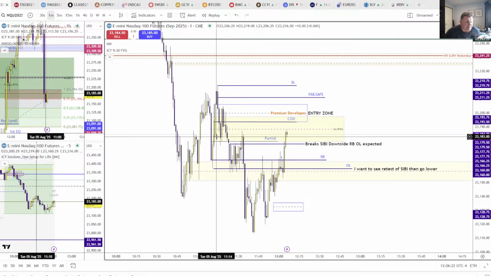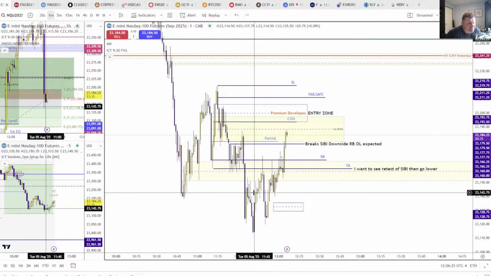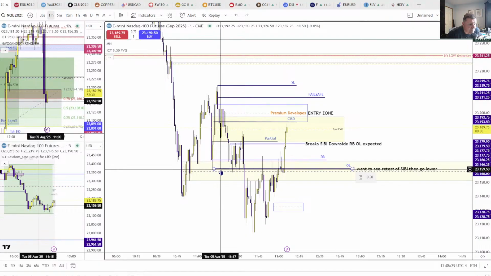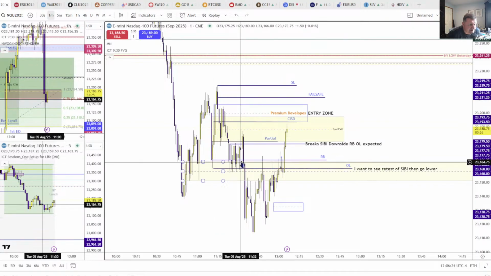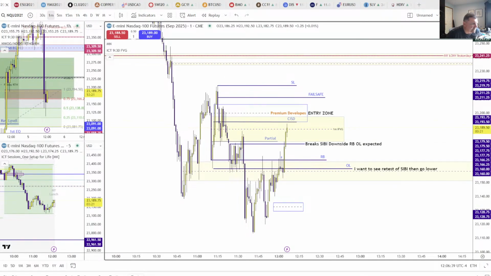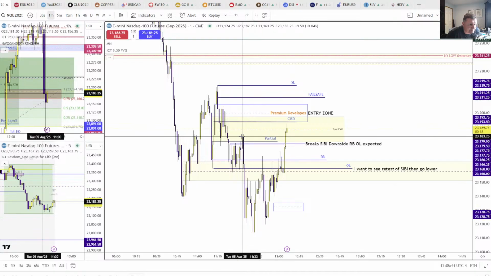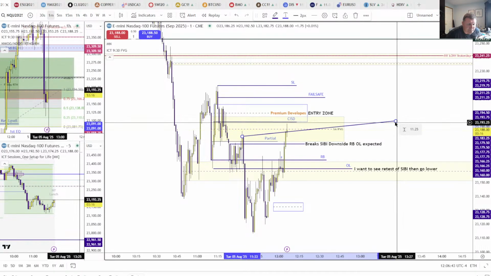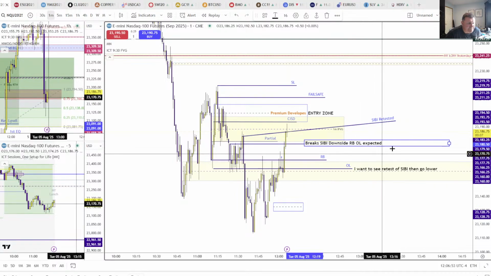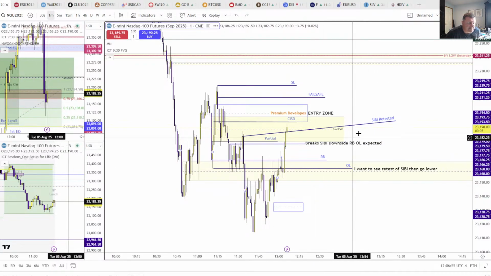Okay. So you see that level, you say, I want to see, once this low is taken, you pay yourself. Now you want to see a retest of the SIBI. And then in here, you see SIBI retested, right? So that's what you say, I want to see SIBI retested.